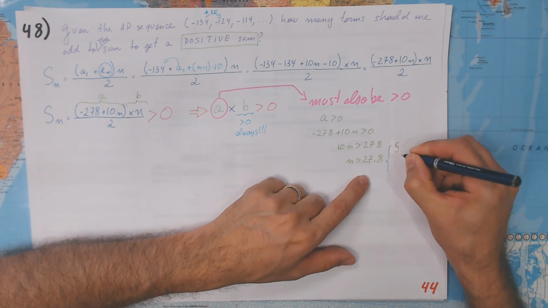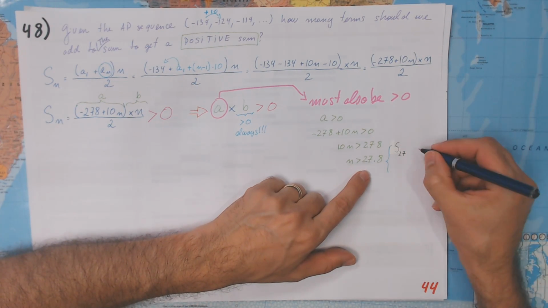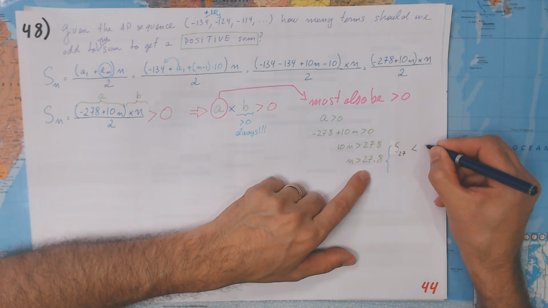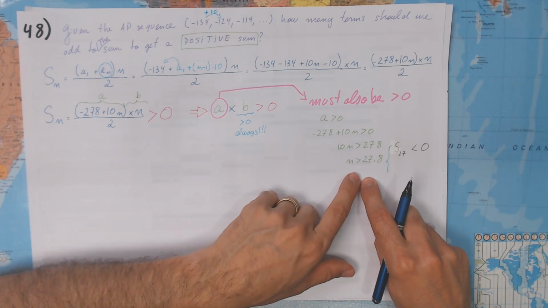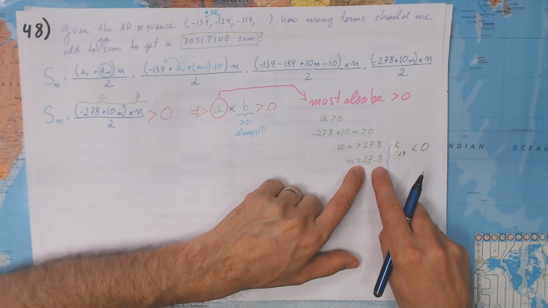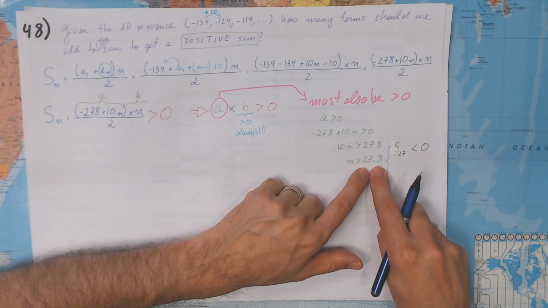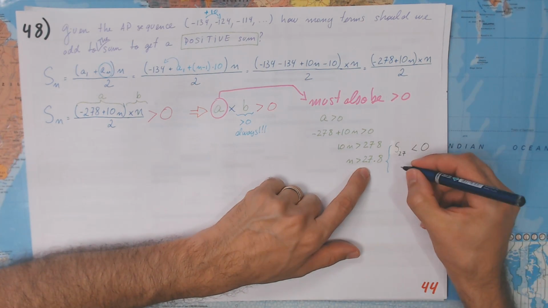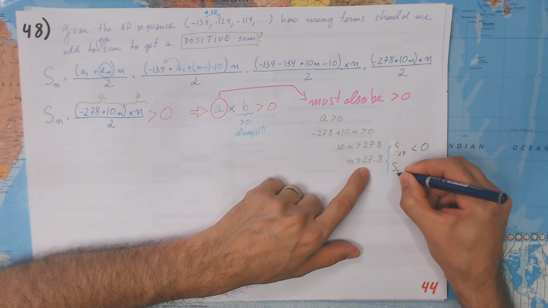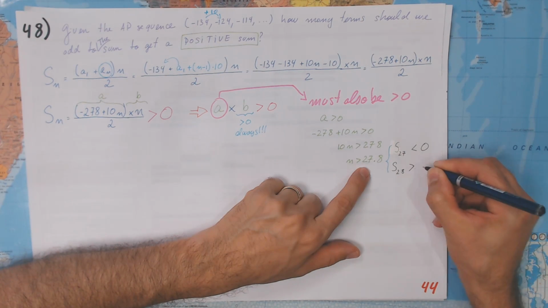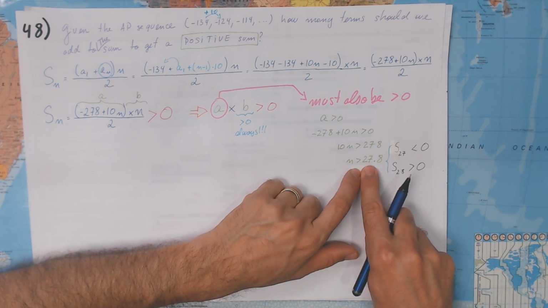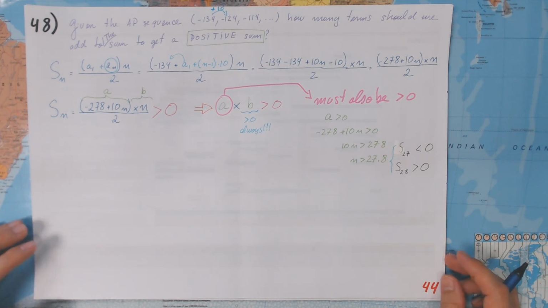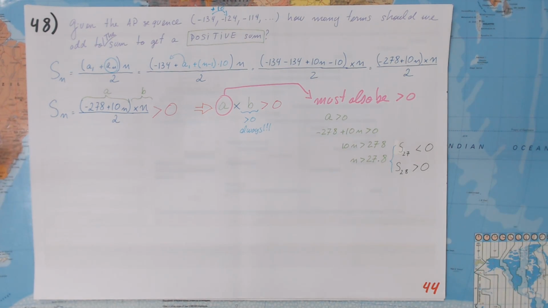Our summation of the first 27 terms is going to be less than 0, a negative value. Why? Because to be 0, n must be greater than 27.8. 27 is before 27.8. Therefore, it's going to be negative. Now, if I choose S28, that one is going to be greater than 0 for sure. Why? Because 28 is bigger than this. Okay? So our answer is just S28.